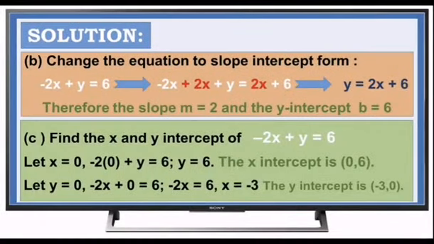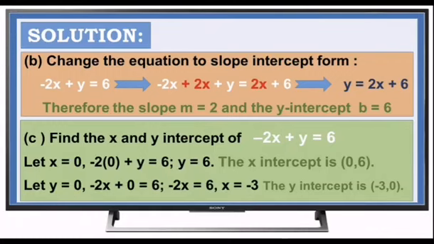Now, let us proceed to the second question. Change the equation negative 2x plus y equals 6 into slope-intercept form. The slope-intercept form is written in the form y equals mx plus b. In order for us to write an equation in this form, we need to apply the addition property of equality. To cancel negative 2x at the left, let us add 2x to both sides.